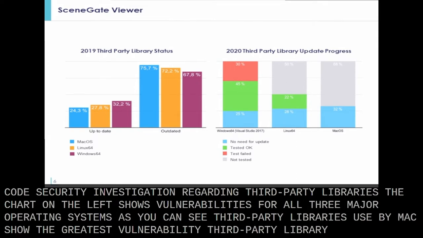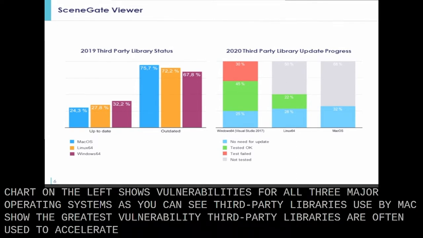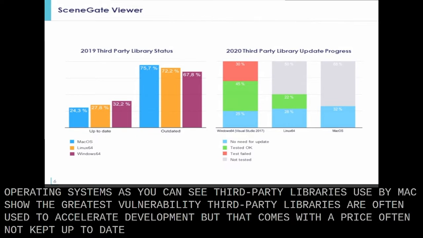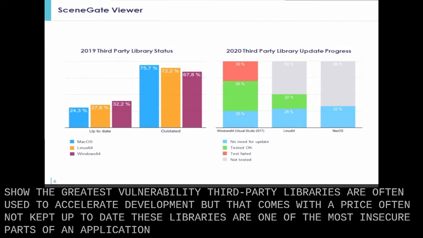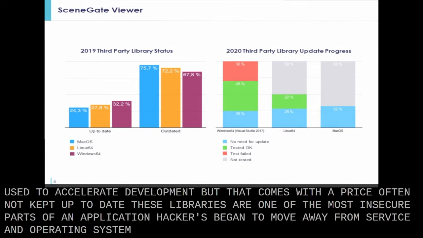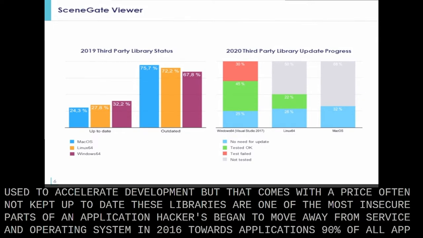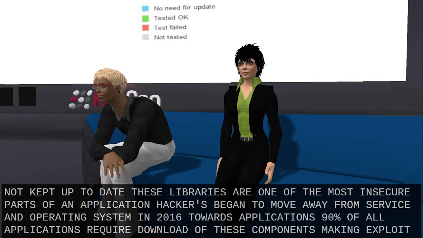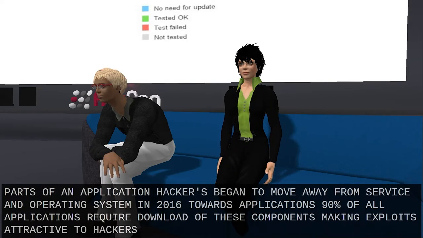Third-party libraries are often used to accelerate development, but that comes with a price. Often not kept up to date, these libraries are one of the most insecure parts of an application. Hackers began to move away from servers and operating systems in 2016 towards applications. 90% of all applications require download of these components, making exploits attractive to hackers.